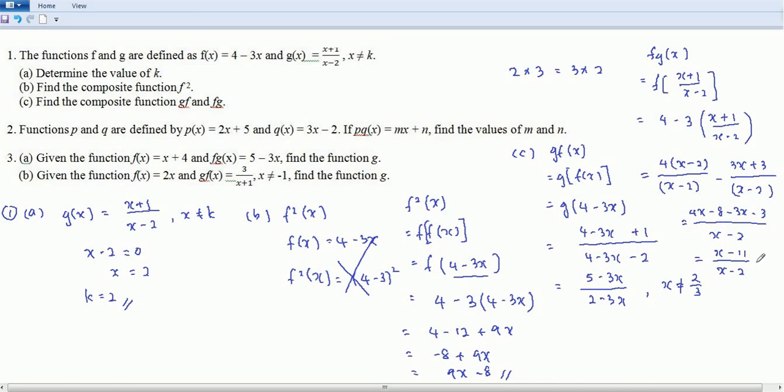Okay, correct. So x. From here we know that the denominator of this fraction cannot be 0, which means that x is not equal to 2, because when x is equal to 2, 2 minus 2 gives you 0. This function is undefined. So you see, gf and fg, is this the same? No. So you have to understand fg x is not equal to gf x. Okay, then we go to part 2.